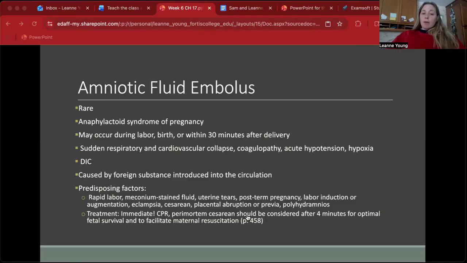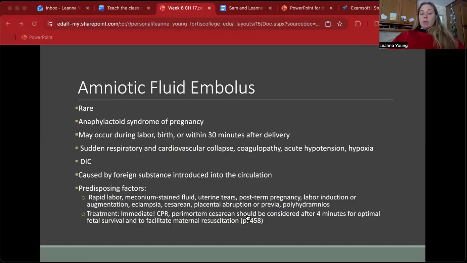What are some predisposing factors? Who's at a higher risk for developing an amniotic fluid embolus? Moms who've had a rapid labor, meconium stained fluid, uterine tears, post-term pregnancy, labor induction or augmentation, eclampsia, cesarean section, placental abruption or previa, or if mom has a lot of amniotic fluid.